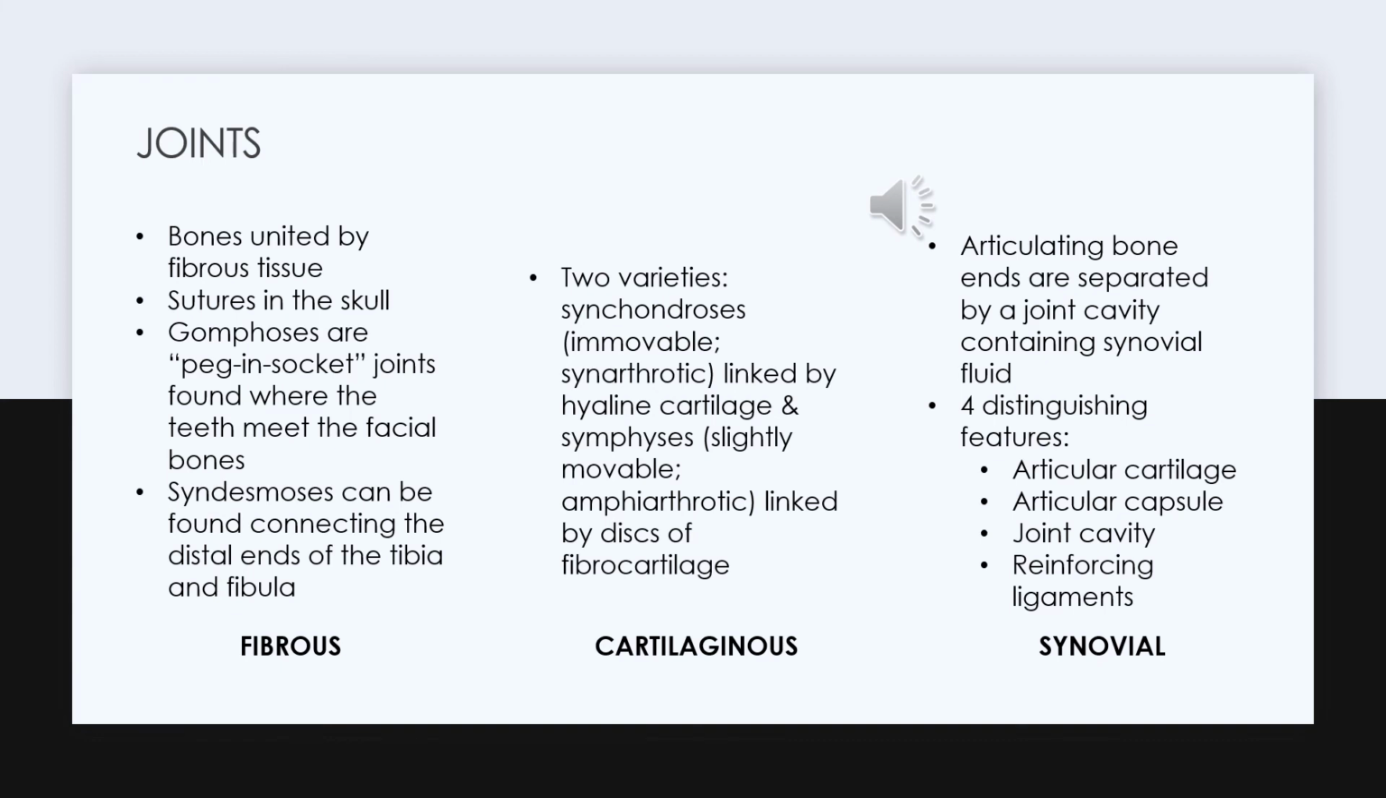Joint cavity. The articular capsule encloses a cavity which contains the synovial fluid, which is lubricating and secreted by the synovial membrane, and then reinforcing ligaments. So a fibrous layer of capsule is usually reinforced by ligaments. So an example of this would be the knee is a synovial joint.